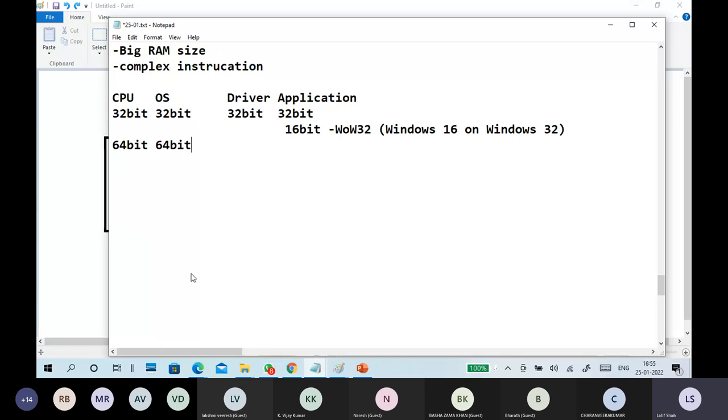A 64-bit processor means a 64-bit operating system is compulsory. Next, 64-bit drivers are compulsory. 64-bit applications are compulsory, and also you can use 32-bit applications with a service called WoW64. In Windows, it's a facility only in Windows.